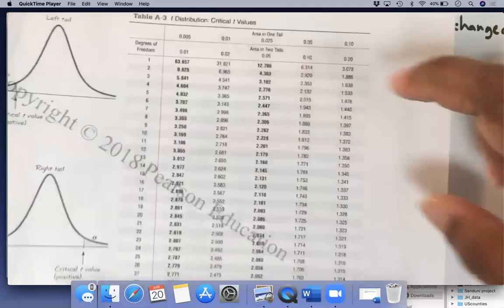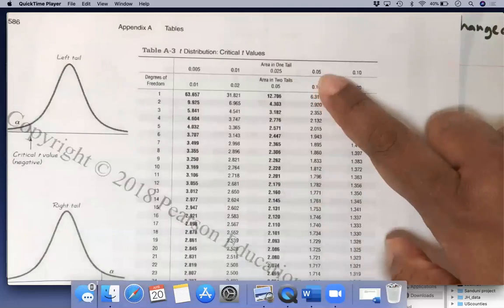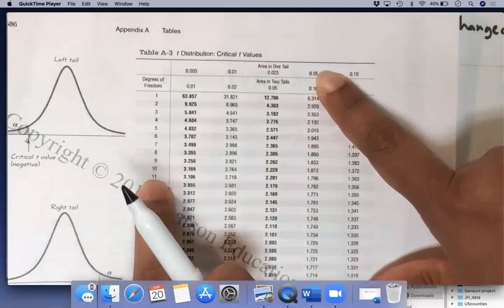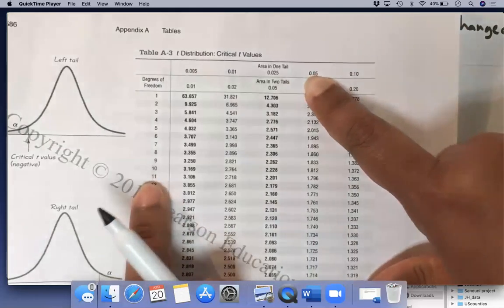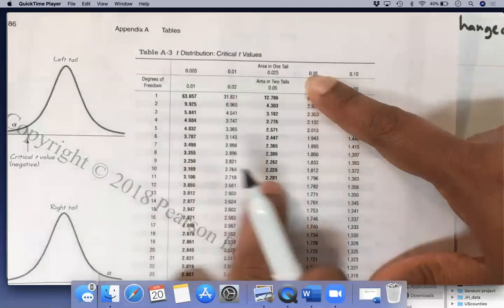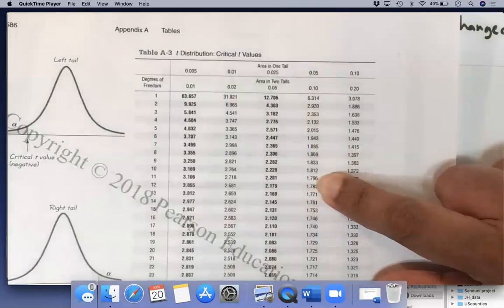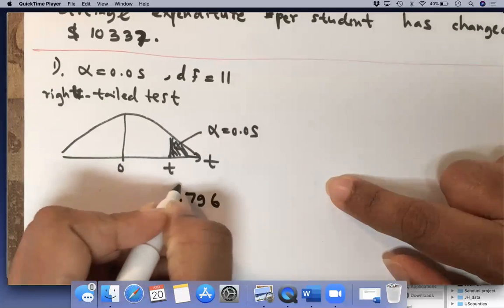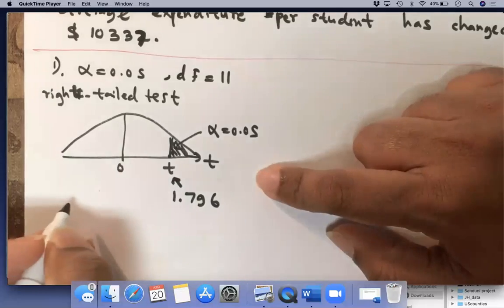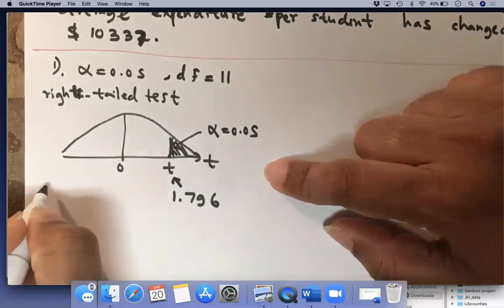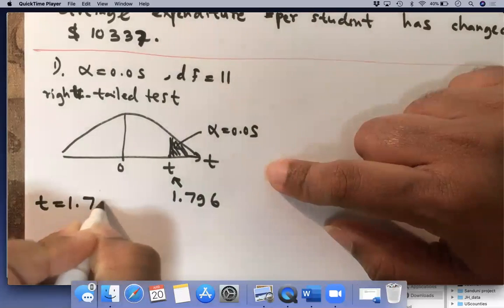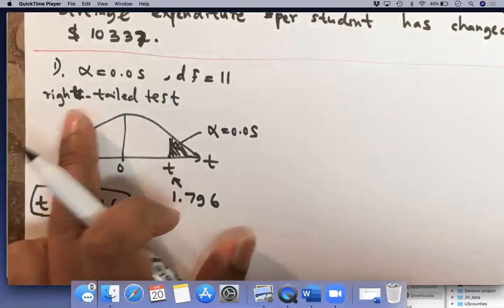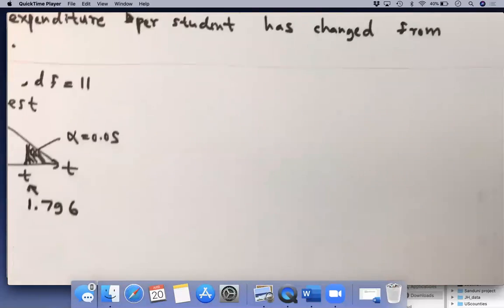Now use the table. Area in one tail should be 0.05. Now degrees of freedom is 11. So pick 11 and this 0.05 from the first row. Then what is the value? 1.796. That is our T. I will write it here. T is equal to 1.796. It's very easy, but you have to recognize what your tail is: left tail, right tail, or two tail.